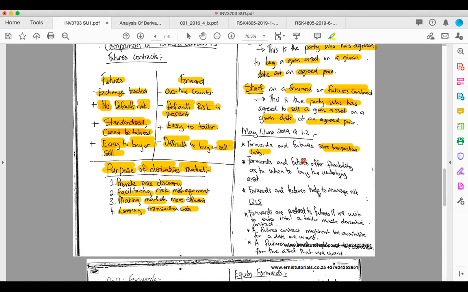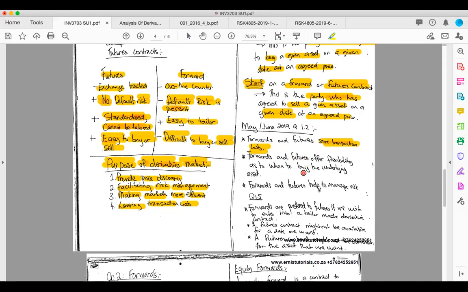Forwards and futures can also be used to change portfolio allocation, but it's a bit advanced for this level. You can use forwards and futures to change the amount of money you have invested in portfolios without actually buying or selling the assets in the portfolio. That way, they can save transactional costs, but it's a bit beyond this module for now. You just need to know that they save transactional costs, but you don't have to go too much into detail.